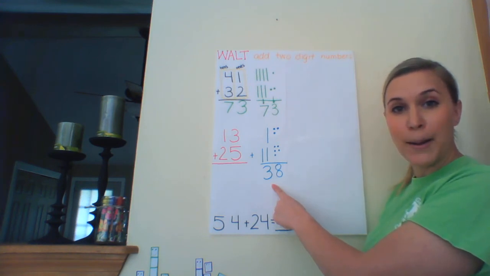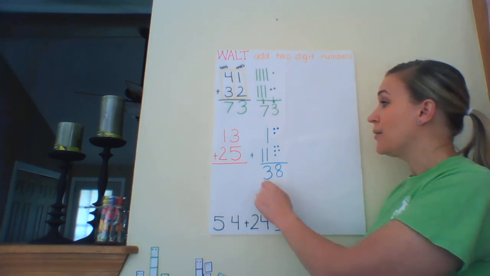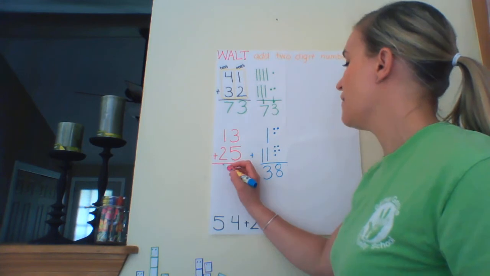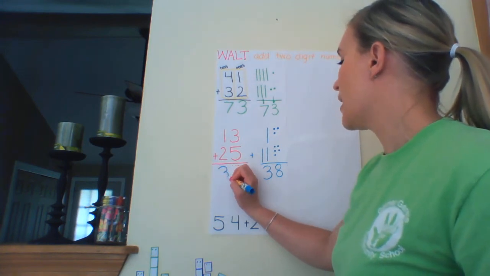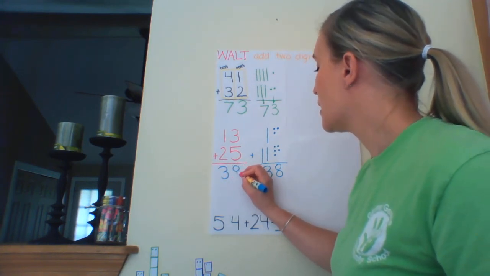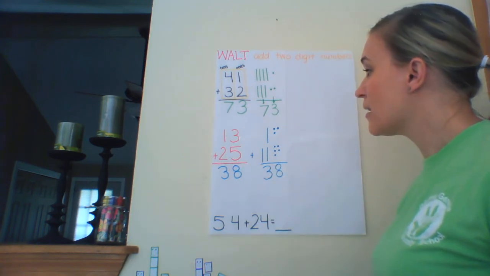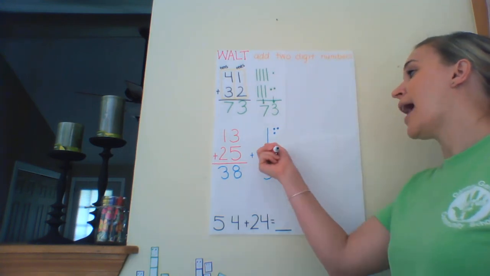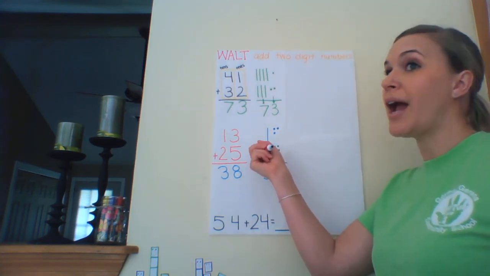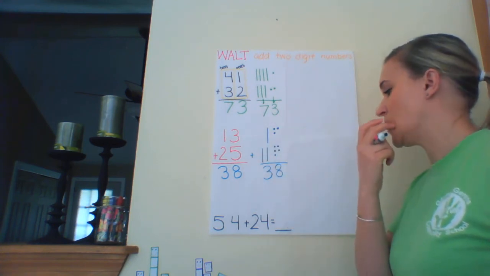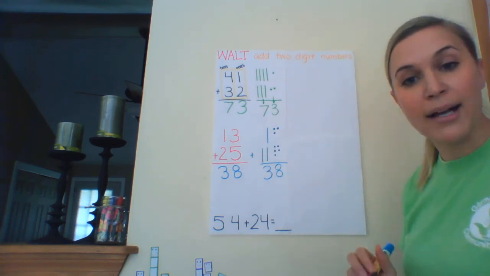Who said 38? So 13 plus 25 equals 38. So when you're counting your 10s and 1s, you count your 10s first. But when you're adding, you start with the 1s. That's just going to take a little bit of practice.